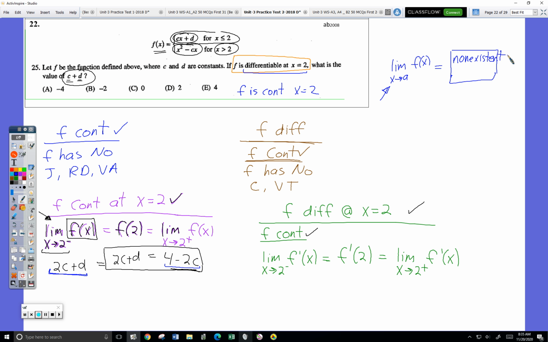Here, kind of weird, the two limits actually are the same. We just don't know what numeric value the limit has because we don't know c and d yet. Does that help a little more? Yeah. No, very good. Anybody else?